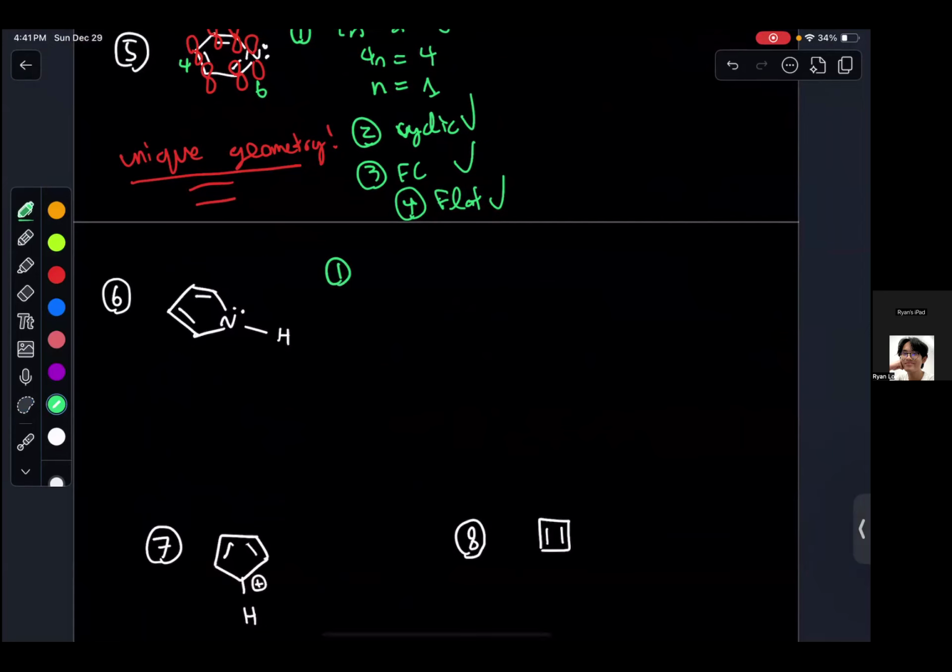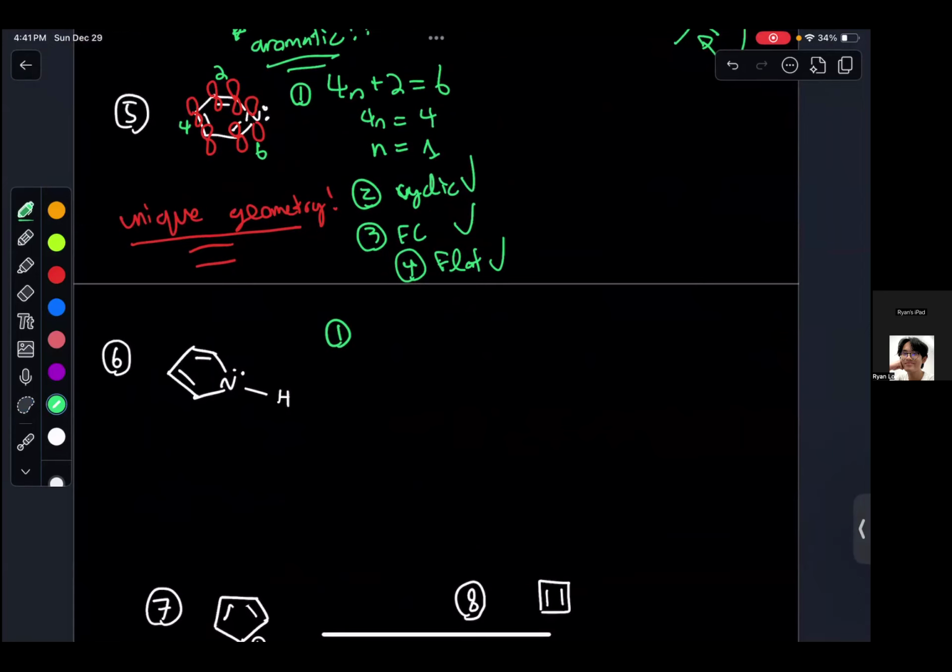Now we have a really weird situation here, where you potentially could count those lone pairs. But let's talk about it for a second. Let's draw that pi electron system again. As you can see here, the presence of an H has pushed the lone pair up into the system of orbitals that can participate in resonance. So with that being said, we can count that now.